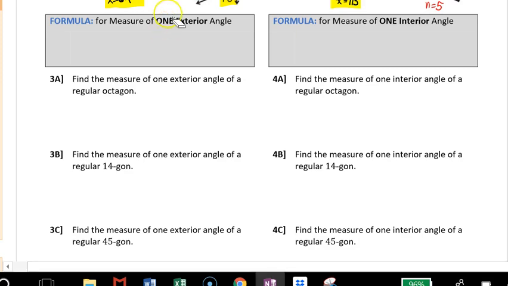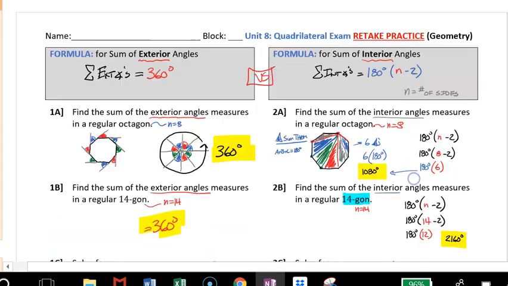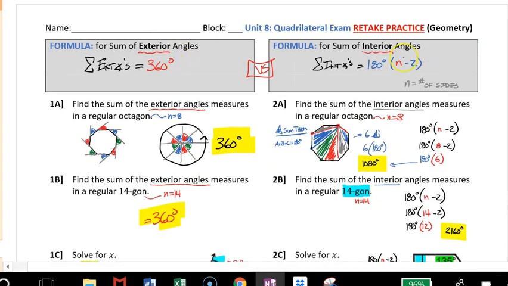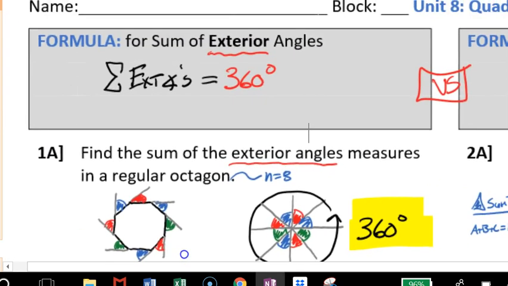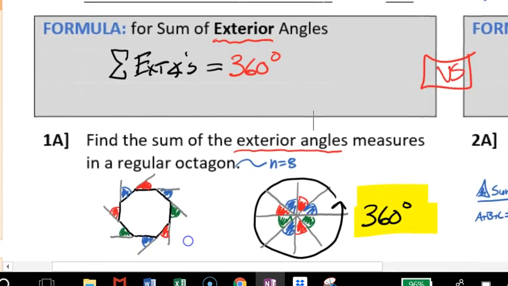Finding the measure of one exterior and one interior angle requires us to review what it is to find the sum of all the exterior angles and all of the interior angles. So to find the sum of the exterior angles, we know that if I were to add up all of the angles outside of a polygon, they would always add up to 360.